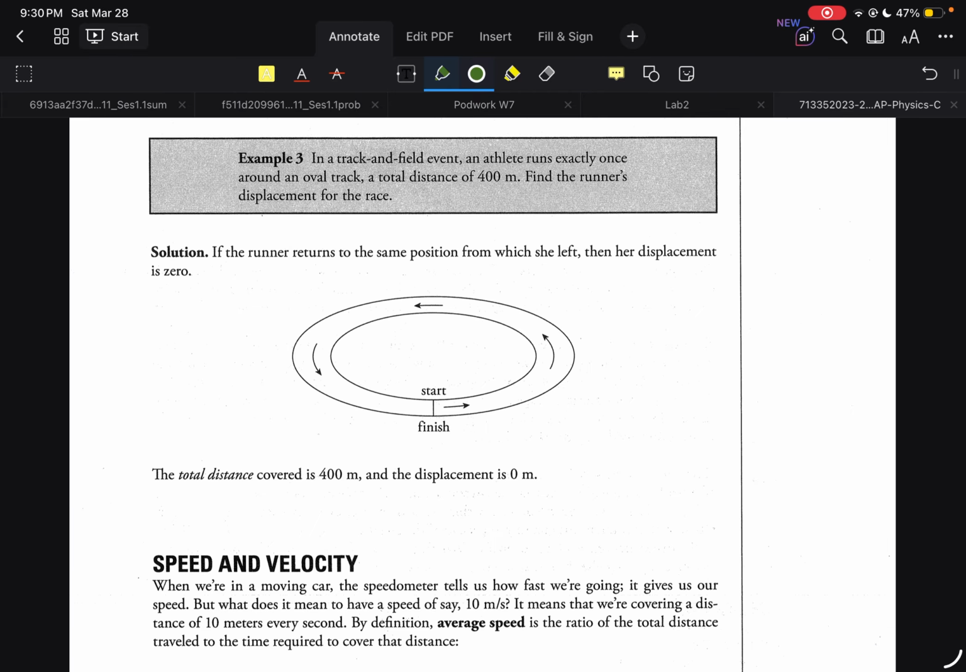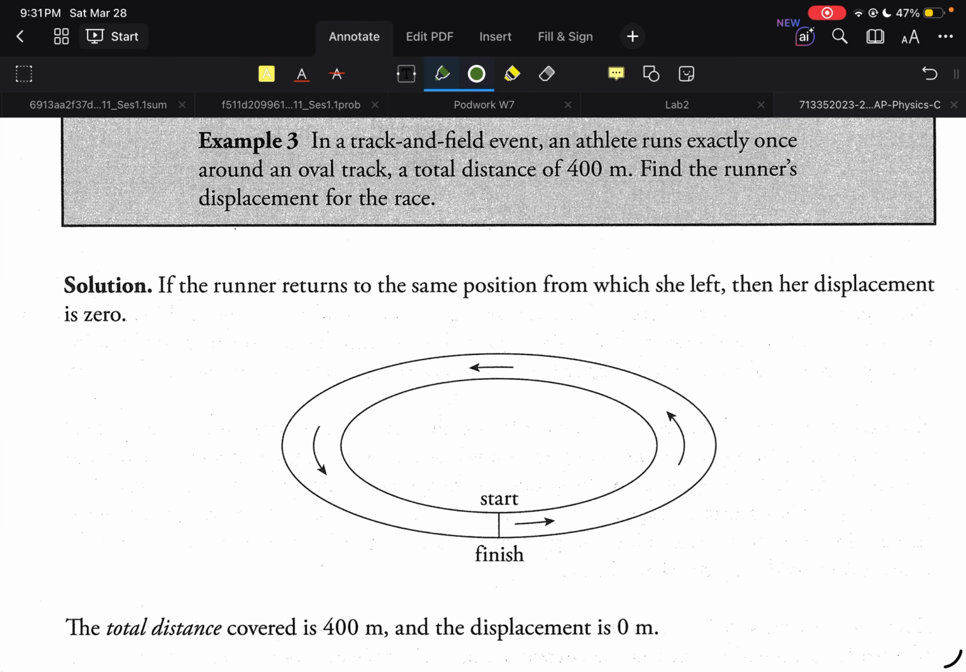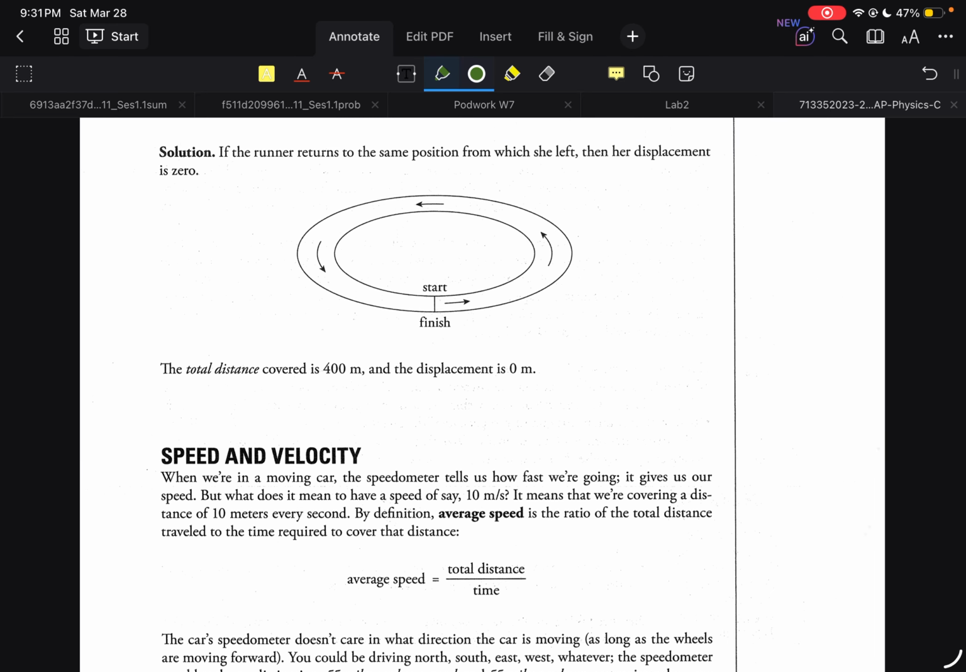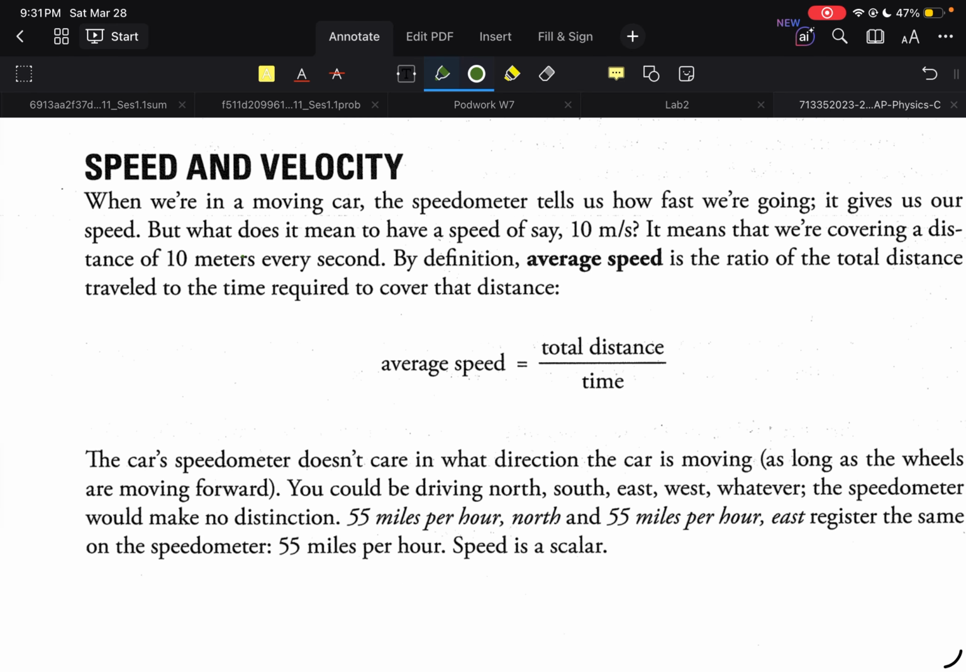Okay. This one is a round oval track. We can do this one. An athlete runs once around, total distance, find the displacement. The displacement is 0 because he started and finished in the same place. Okay, easy, like I was talking about before.